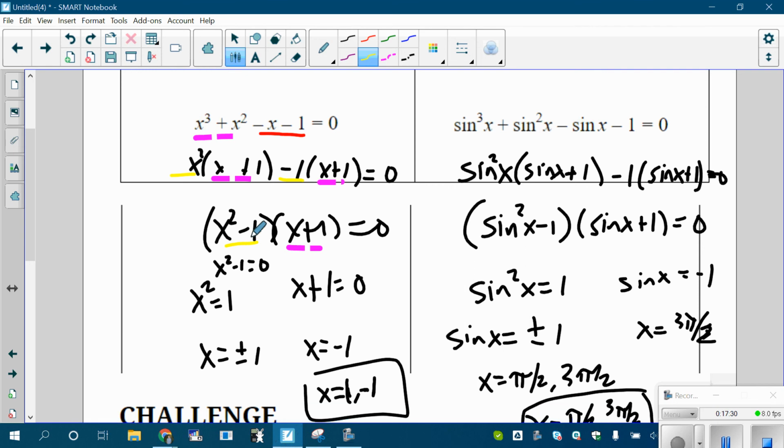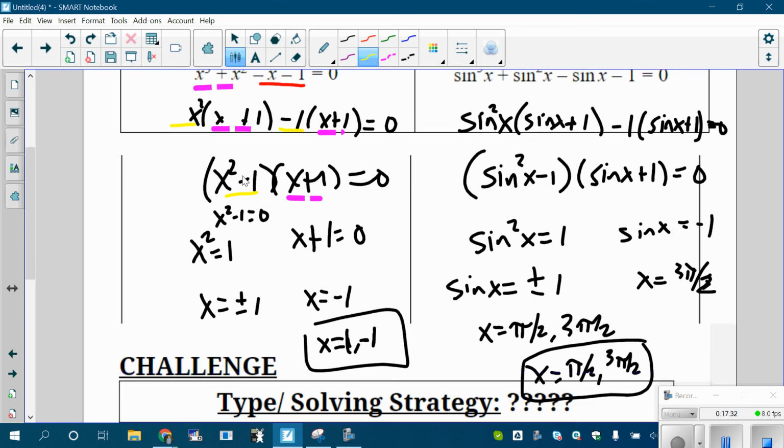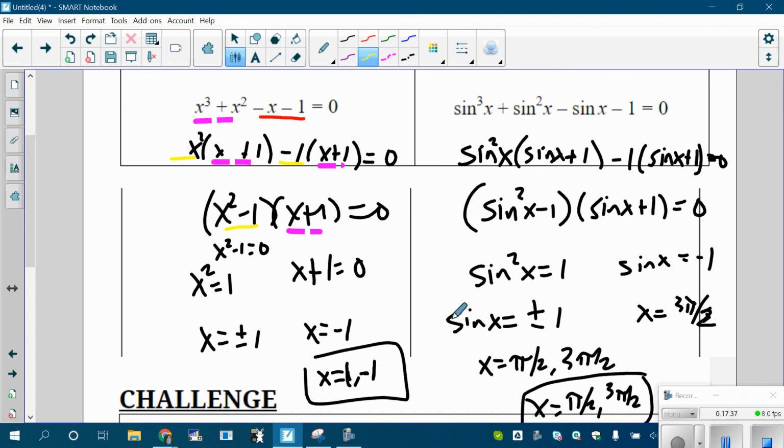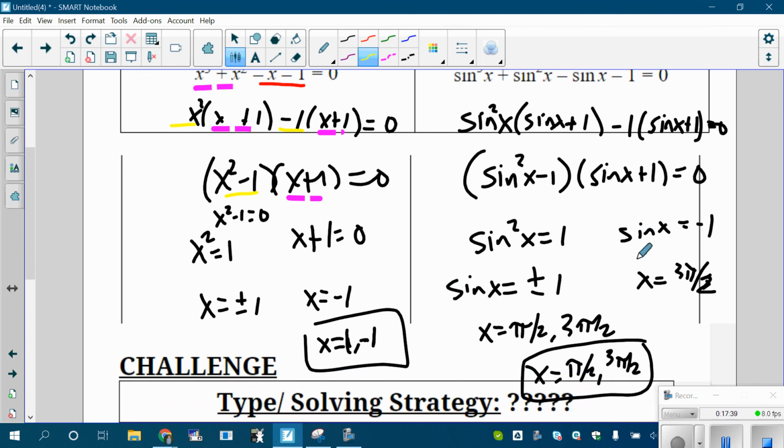Hope this is all looking really familiar. We've been doing this too. Solve it, you get 1 and negative 1. With the trig stuff, same thing. Everything's exactly the same. When does sine equal 1 or negative 1? Well, it equals 1 at pi halves and negative 1 at 3 pi halves.